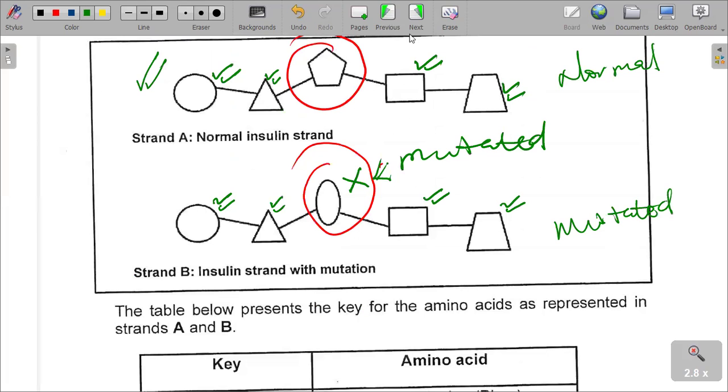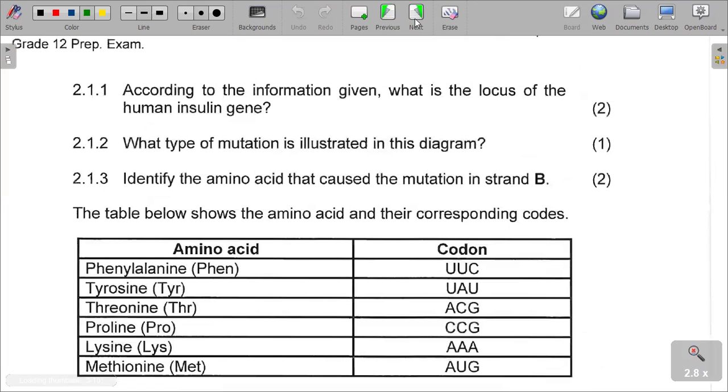If we go to our questions, they are saying: according to the information given, what is the locus of human insulin? I'm sure that you remember the meaning of the word locus: the position of a gene on a chromosome. The position of a gene on a chromosome is what we call a locus. So according to the information given, what is the locus of the human insulin?